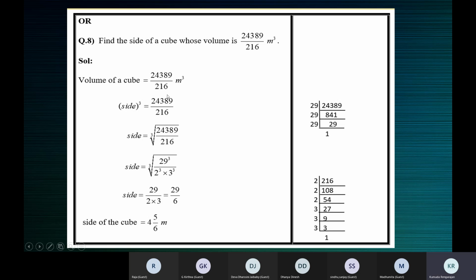Okay, so volume is given. Edge cubed or side cubed is the volume. So side is equal to the cube root of the volume given. So for 216 you can see here. Then 29 by 6, mixed fraction 4 5 by 6. So the edge of the cube is 4 5 by 6 meters.